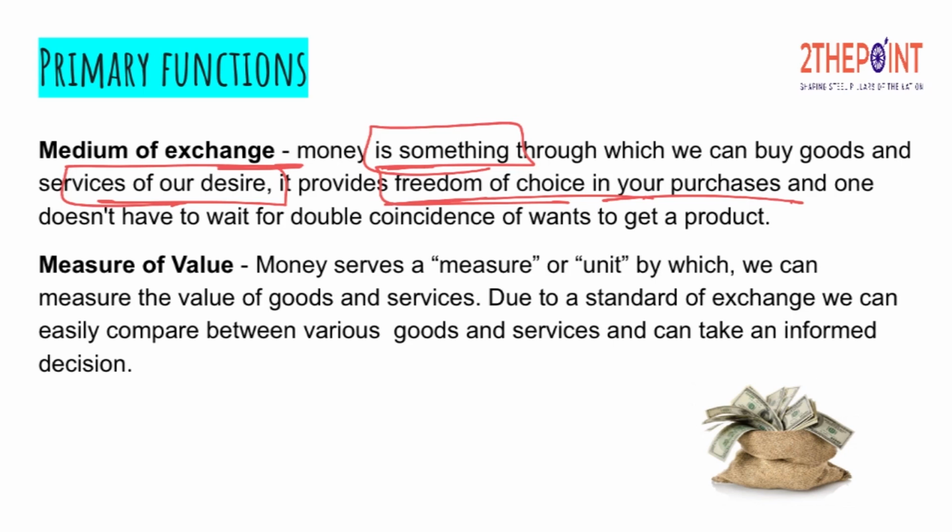Let's suppose the seller just has sugar cane in return for the 1 kg of wheat that you are offering. So you don't have freedom of choice there. You were looking for something else, but the only thing you can get in return is sugar cane. That problem is not there in the money system, as it provides you with freedom of choice, and one does not have to wait for double coincidence of wants, which I have already explained.